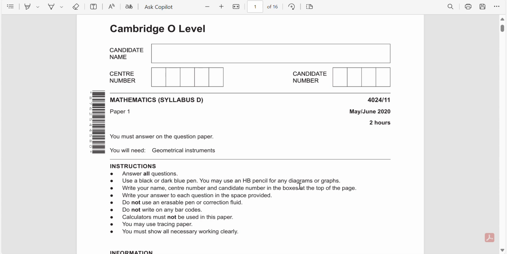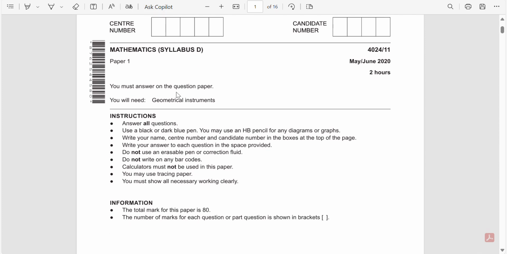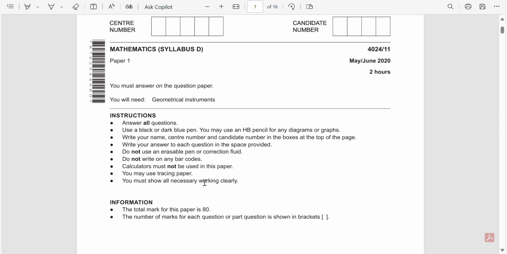Today I'm going to be solving 4024/11 May June 2020. In this paper, you're not allowed to use your calculators.